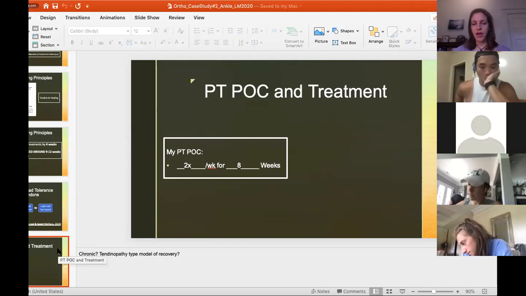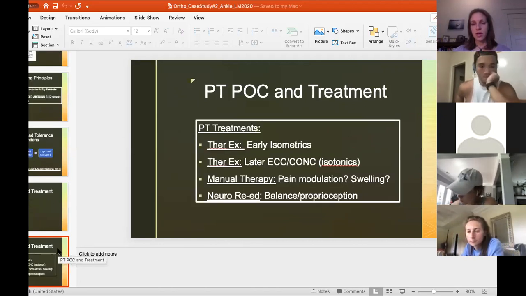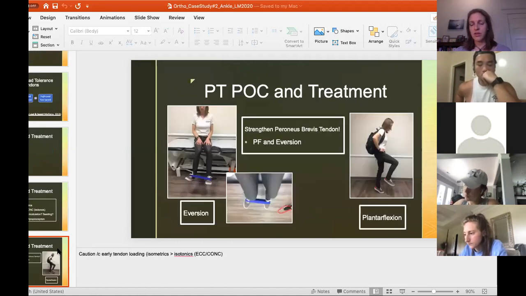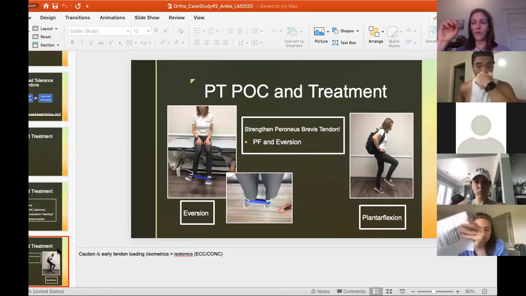My plan of care is 2 times a week for 8 weeks. For my treatments, I'm going to start with isometrics because when she's actively using that muscle, it's still painful. So let's get it to work, but at a sub-threshold load. Then we're going to progress to isotonics. I might use some modalities and some neuro re-ed. Anytime we're working at the ankle, we want to make sure that balance and proprioception are good. Ultimately, we want to get her back to functioning with this muscle group fully on board. So we want to strengthen eversion and plantar flexion, but it might take a while to get to full isotonic loading of those areas.